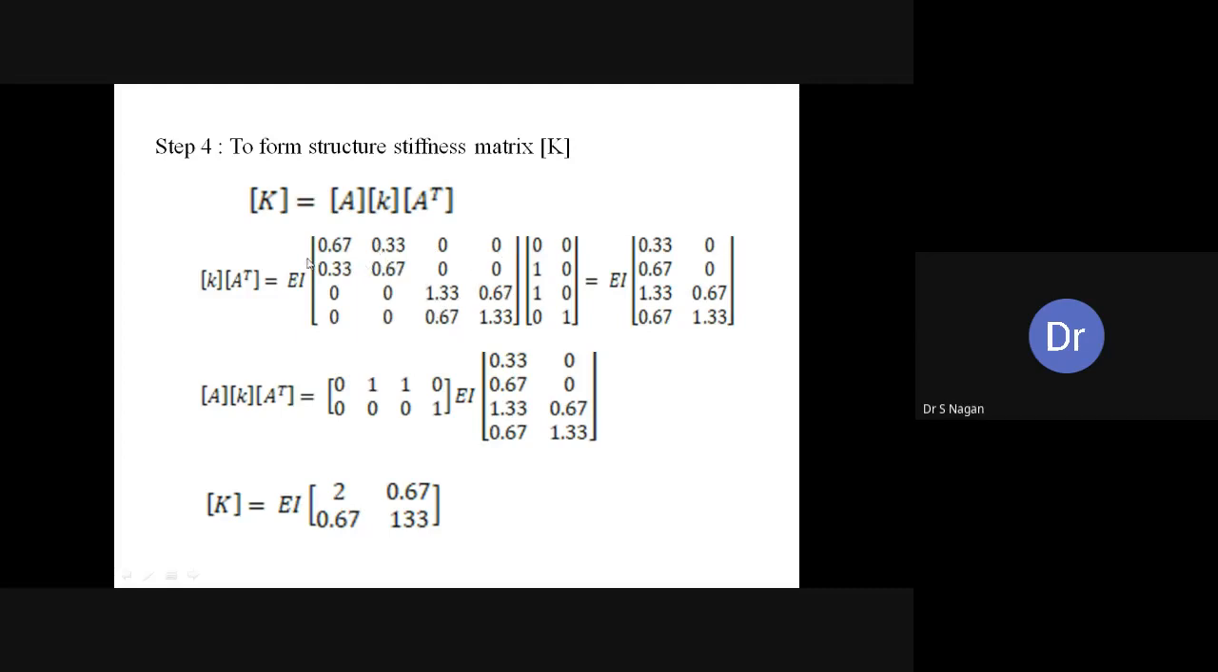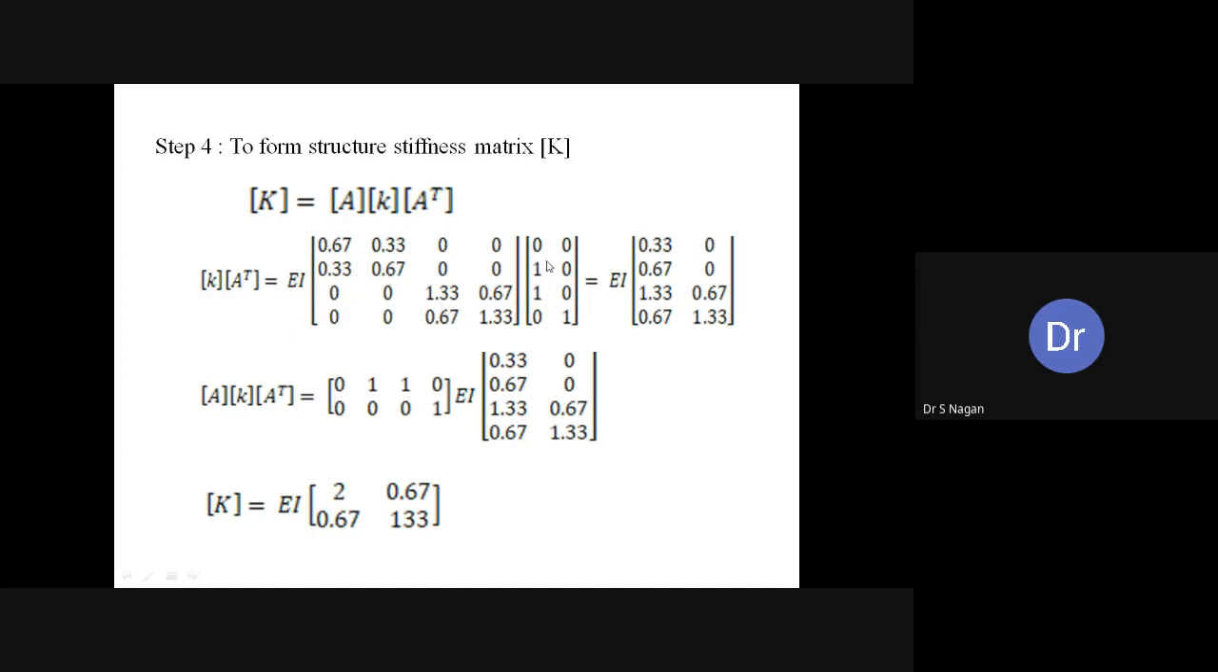So this is small k and A transpose is this. So we need to multiply row by column. Say for example, 0.67 into 0 plus 0.33 into 1 plus 0 into 1 plus 0 into 0. So that is 0.33. Okay. Then 0.67 into 0 plus 0.33 into 0 plus 0 into 0 plus 0 into 1. So that is 0.